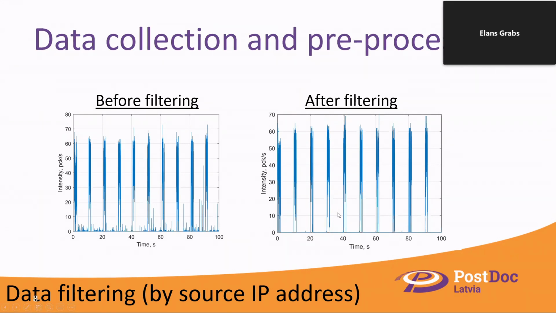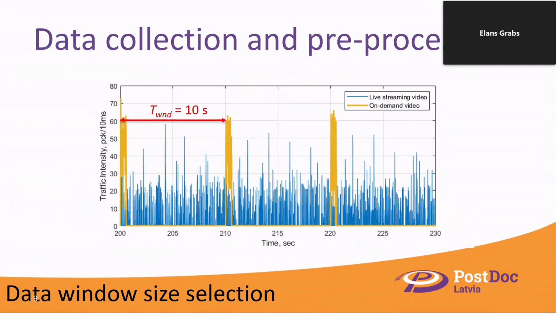Here you can see in the picture the traffic nature for on-demand video traffic, which is a record. A similar picture has been obtained for live stream video as well. You can see both of these traffic types here. Yellow is on-demand video, which is transmitted in short bursts with high intensity, and live streaming video has lower intensity, but it is present constantly.